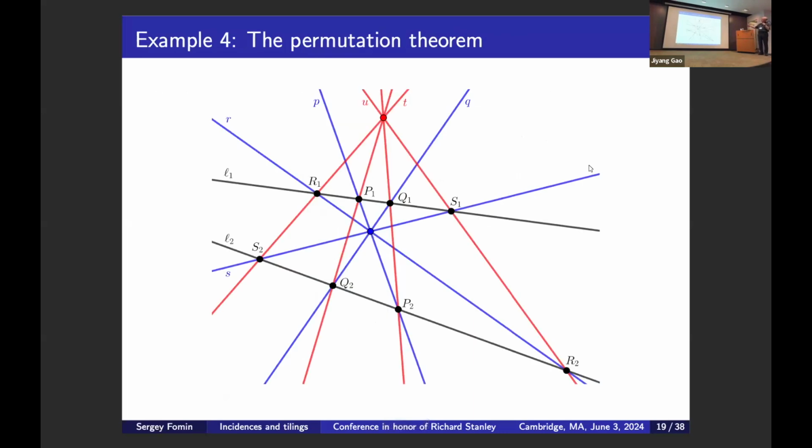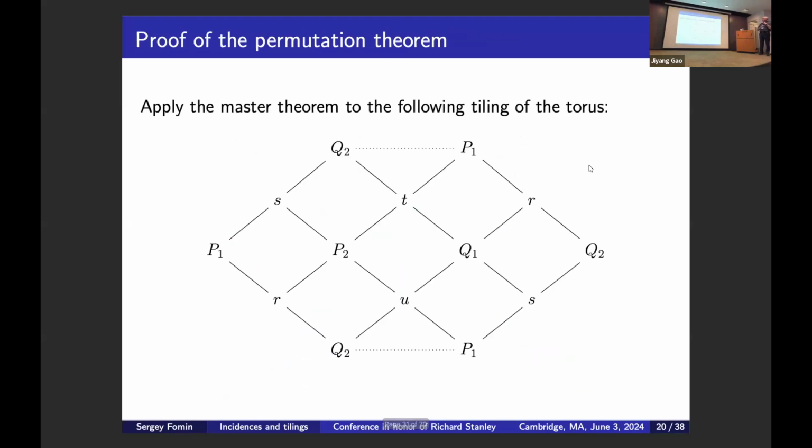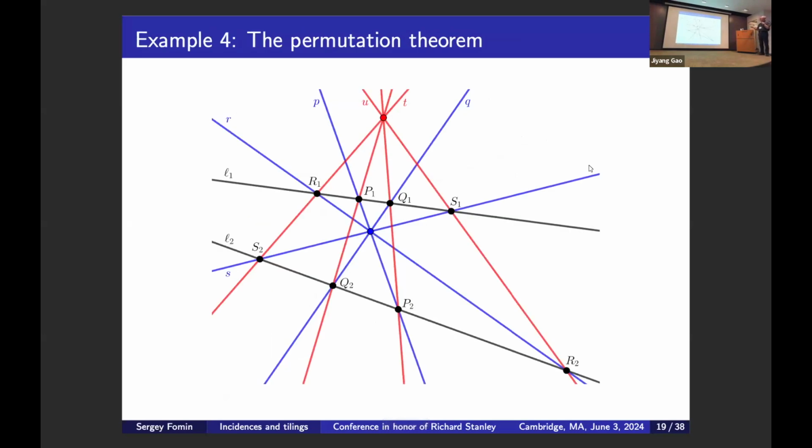The permutation theorem, another beautiful theorem. You can imagine what it asserts, and here is the proof. It's a certain tiling of the torus. What does it mean? You find your favorite point where 3 of these lines intersect, and you say, let's not give that. That will be a corollary of all the other incidences.